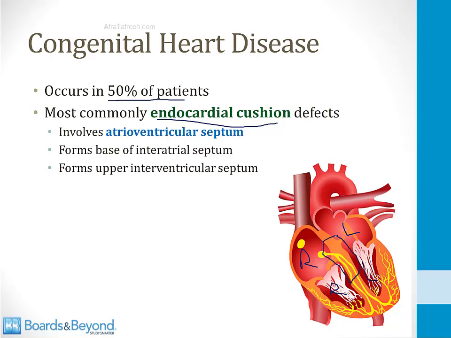So if they are abnormal, you can get an ASD at the bottom of the interatrial septum. That's called a primum ASD. You can also develop a VSD right here. In addition, the endocardial cushions contribute to the formation of the mitral valve, so if there's an endocardial cushion defect, you can potentially develop mitral regurgitation. And I've summarized that here. The endocardial cushions involve the atrioventricular septum. They form the base of the interatrial septum and the upper interventricular septum.